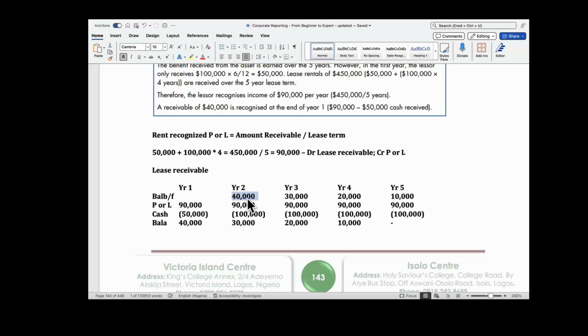We recognize just 90,000. We receive 100. Remaining 30. You carry it again to next year. You recognize 90. Receive 100. Remaining 20. You carry it forward. You recognize 90. You received 100. This is the balance. You carry it forward. You recognize 90. You receive 100. Then everything will nil off eventually.